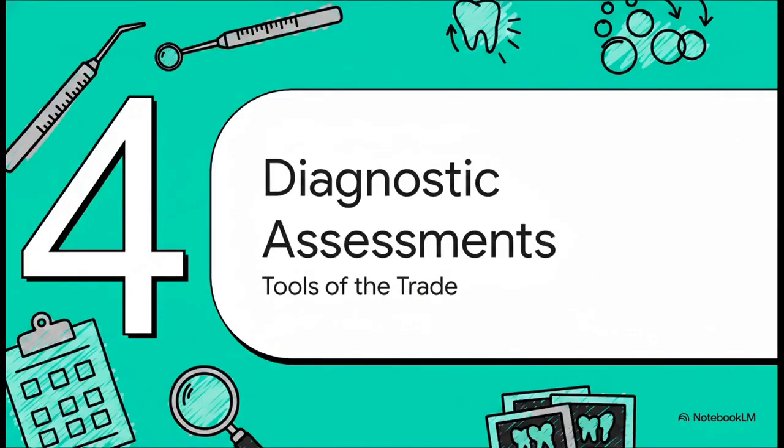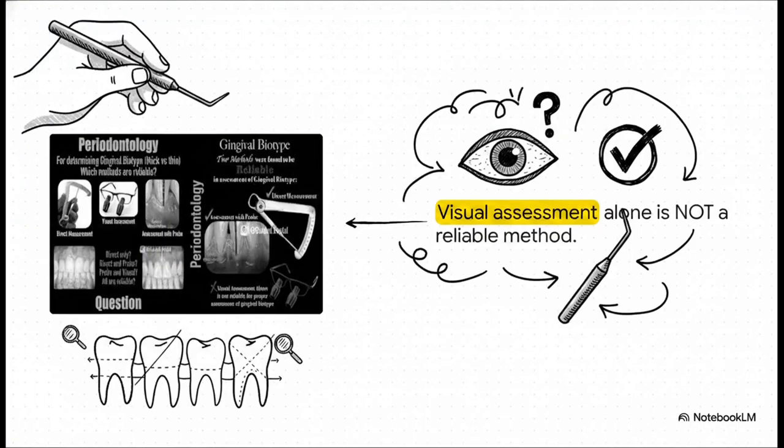Let's wrap things up with Section 4, Diagnostic Assessments, Tools of the Trade. Consider this your ultimate cheat sheet for clinical diagnostics. When a board question inevitably asks you how to determine gingival biotype, remember this golden rule. Direct measurement and probing are reliable, while visual assessment alone is not. Your eyes can totally deceive you, but the physical probe, it definitely won't.